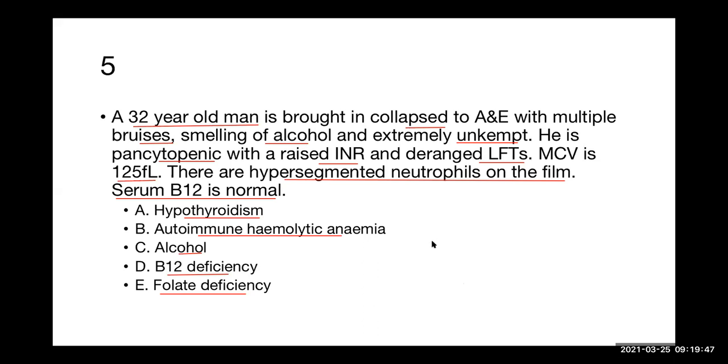Now, I need to explain one more thing here. This is a chronic alcoholic patient. So, what is the reason? What is the reason for folate deficiency in case of a chronic alcoholic person? Yes, anybody?